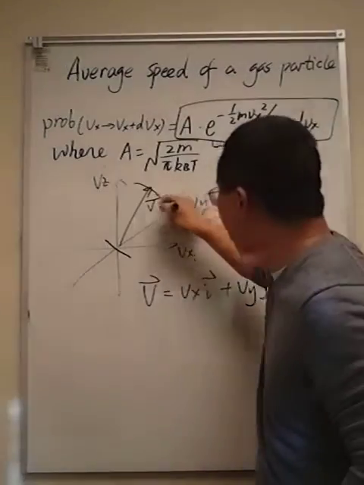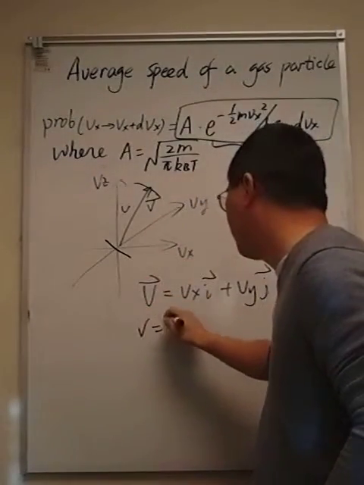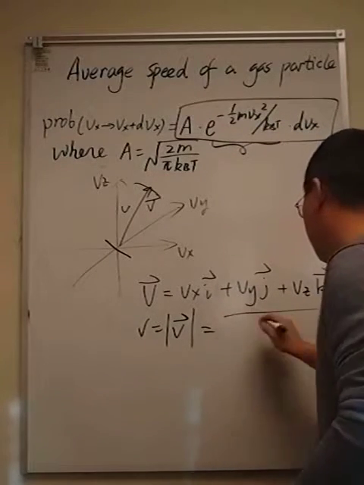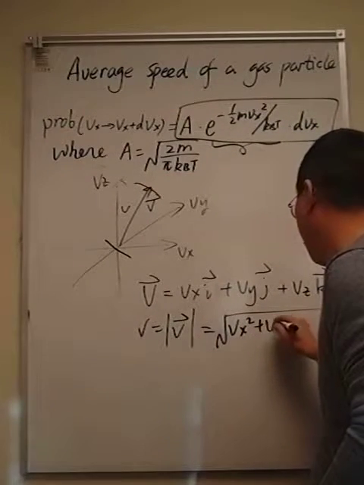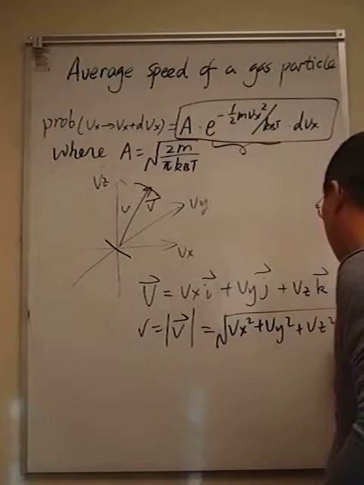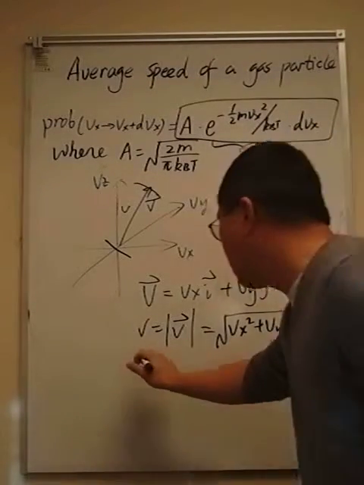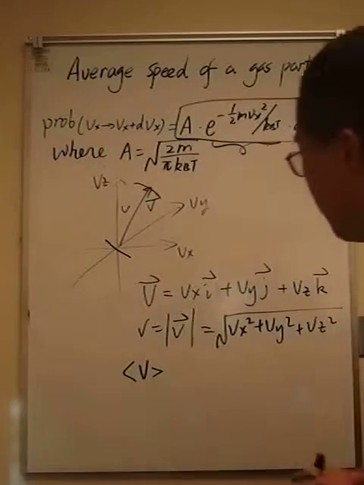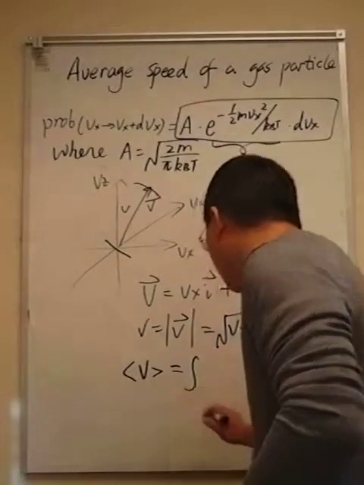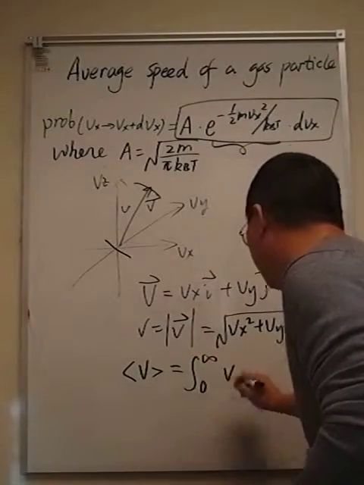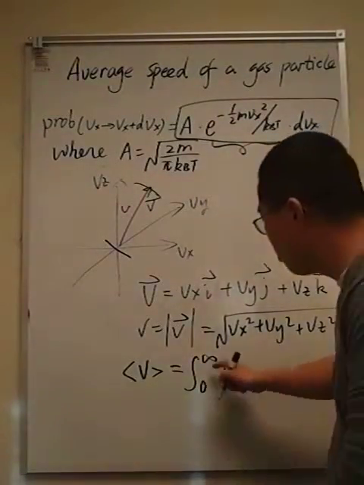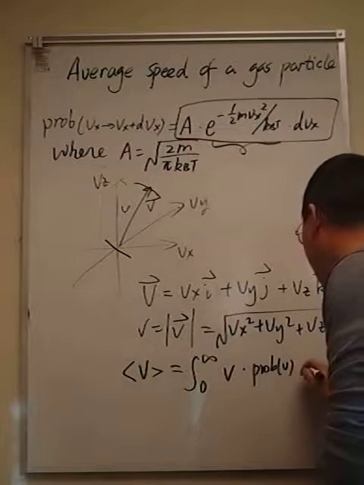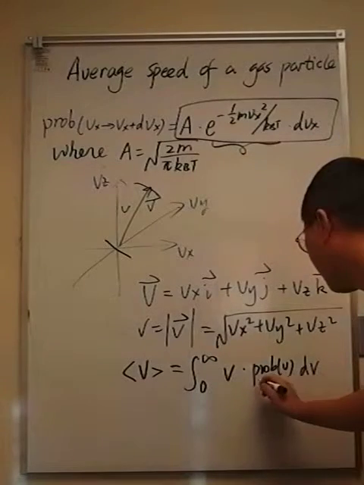And what about the length of the vector? The length of the vector, this means the magnitude of the vector, is equal to Vx squared plus Vy squared plus Vz squared. And our goal is to calculate the average speed. And how do we calculate the average speed? Well, you might just think of something like this. V can go from 0 to infinity, and then multiply by the probability of V, and then dV.